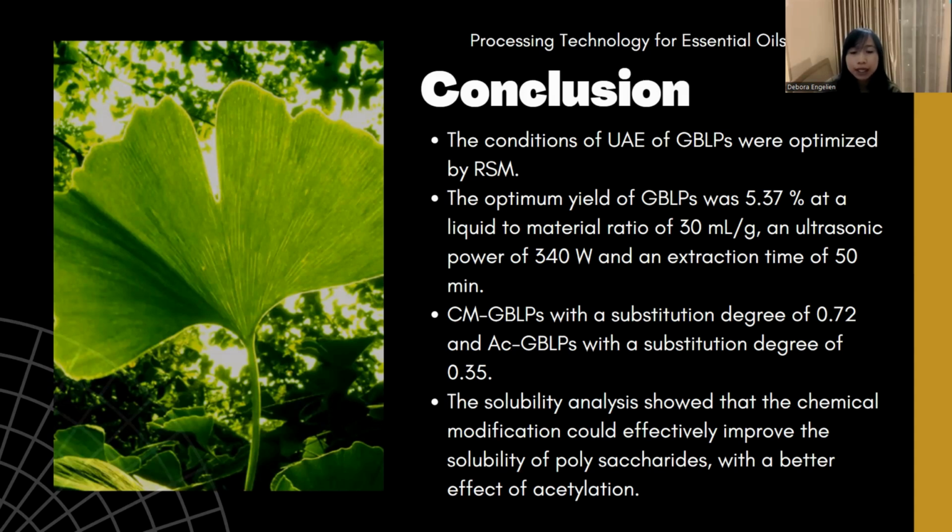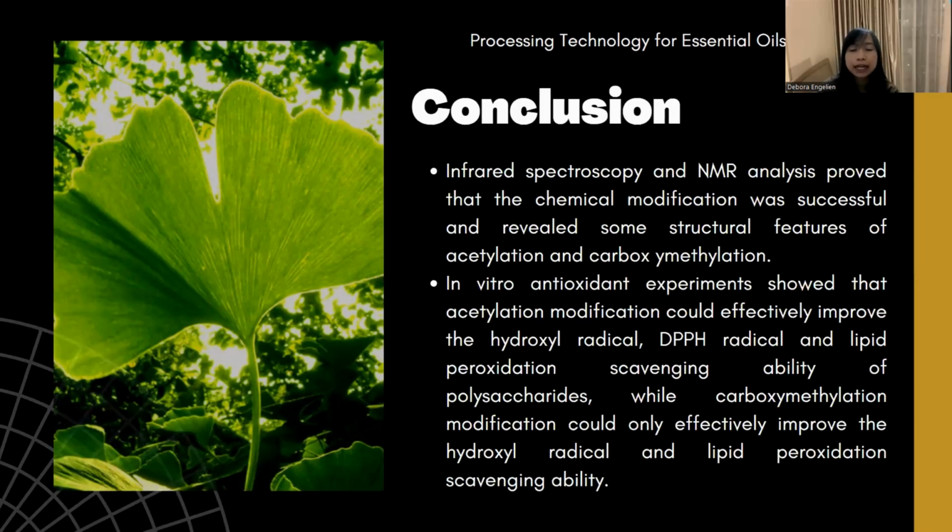The solubility analysis showed that the chemical modification could effectively improve the solubility of polysaccharide, with a better effect of acetylation. And of course, infrared spectroscopy and NMR analysis proved that the chemical modification was successful and revealed some structural features of acetylation and carboxymethylation. In vitro antioxidant experiments showed that acetylation modification could effectively improve the hydroxyl radical, the DPPH radical, and lipid peroxidation scavenging ability of polysaccharides, while carboxymethylation modification could only effectively improve the hydroxyl radical and lipid peroxidation scavenging ability.